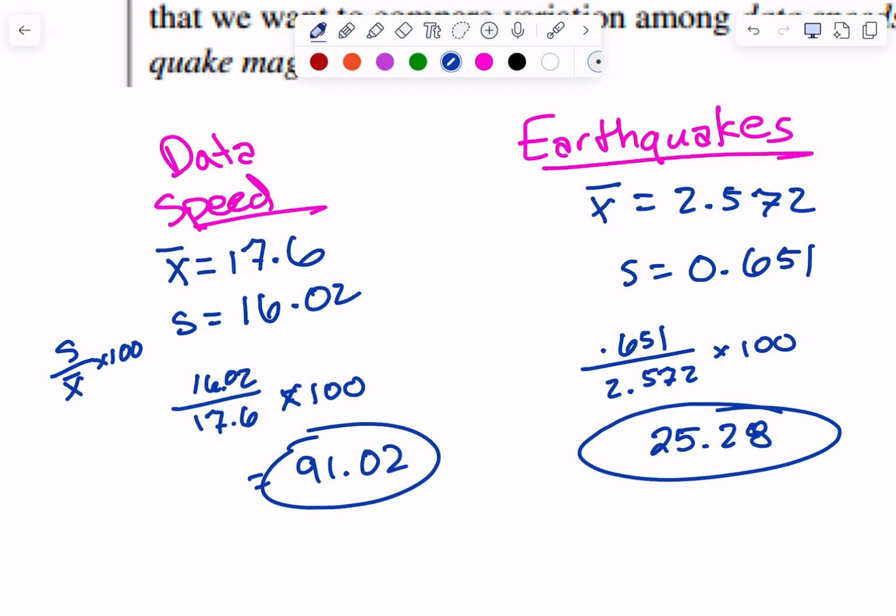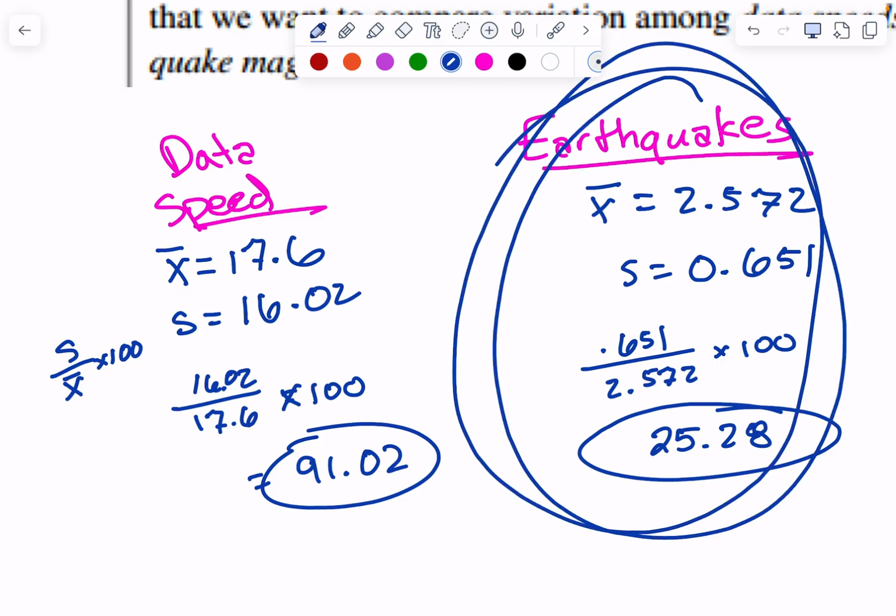Does that make sense? So data speeds are less consistent. Earthquakes, usually all of them are small earthquakes. Every once in a while you'll get one that's maybe a 6, and a 6 earthquake is pretty serious, might do a little bit of damage. But a 3 earthquake, you might be able to feel it, but it's not going to do as much damage. So with earthquakes, most of the time you're getting about the same amount. With data speeds, sometimes you're getting really slow data, sometimes really fast data. So this one has more variability.